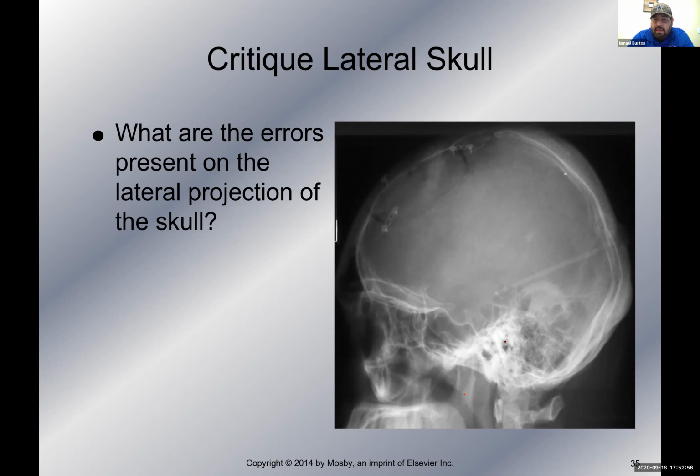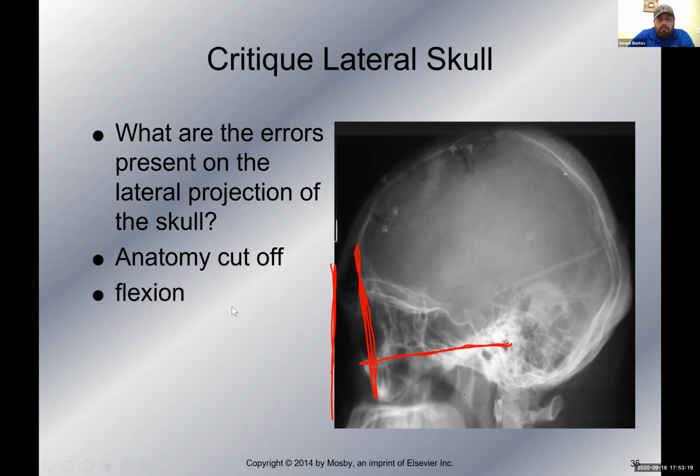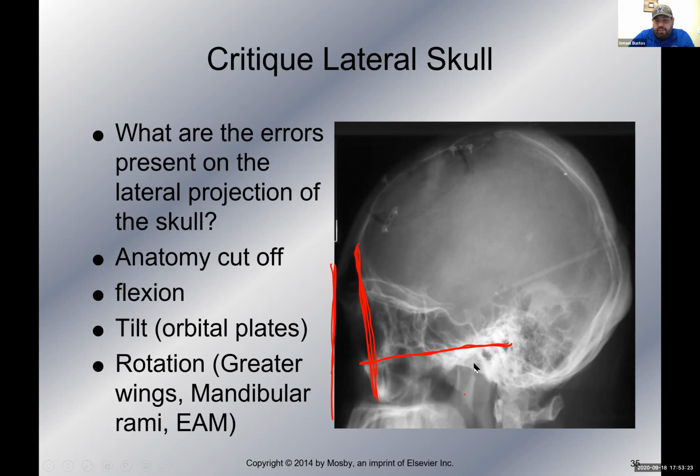Well, let's look at the IOML. Is that perpendicular to this front edge? It is not. It's got too much flexion, right? Also, if we look at the GAL, it should be parallel to that. It's not, because there's too much flexion. All right, so that was the last error. You got anatomy cutoff, which is up top, too much flexion, right? Tilt of the orbital plates, rotation, and then of course, no marker, right?